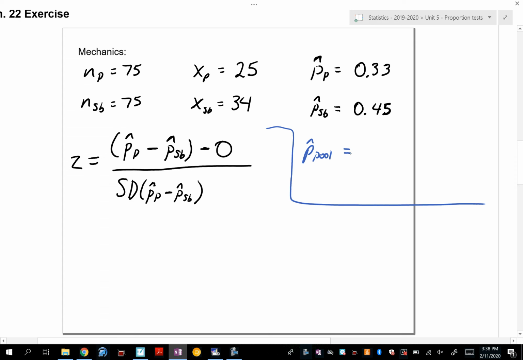How many did we find were contaminated in the Purdue packages? 25. How many in the store brand? 34. So I'm going to do 25 plus 34 in the numerator. And in the denominator, how many total are there? 75 plus 75, so 150. If you do that division, it will give you our p hat pooled. Let's see what that is. 0.39.